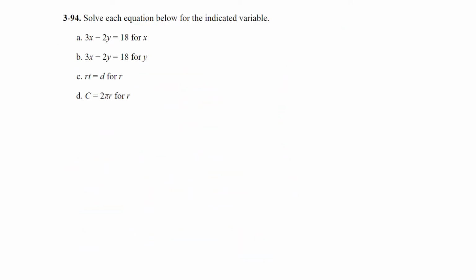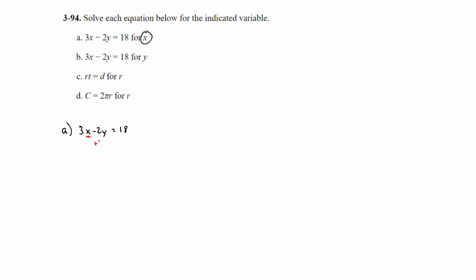Question 94. Solve each equation below for the indicated variable. So in part A, we're solving for x. So we have 3x minus 2y equals 18. If you used algebra tiles, think about those as you go through. We're solving for the x variable.